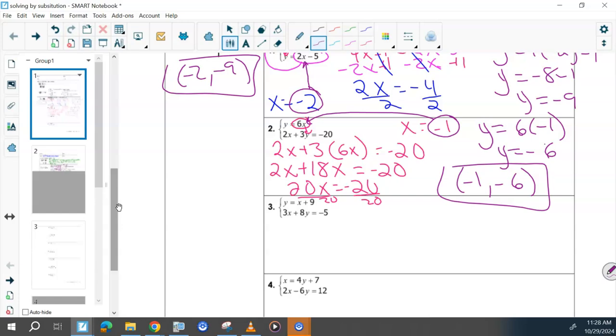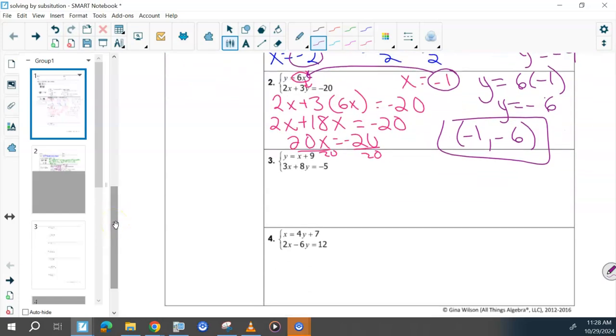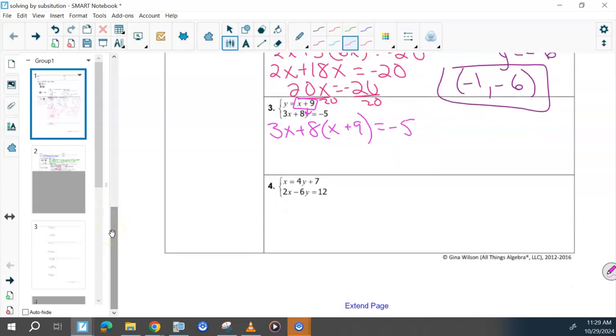In the next one, same process. I have a y equals, so I'm going to take this expression and I'm going to replace the y in the other equation with it. So I'm going to rewrite that second one to look like 3x plus 8 parentheses x plus 9 equals negative 5. So each time we're just taking that equation, substituting it in. Then I could solve this like a normal problem. Distribute the 8.